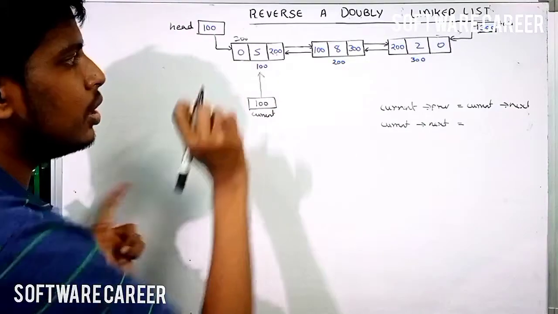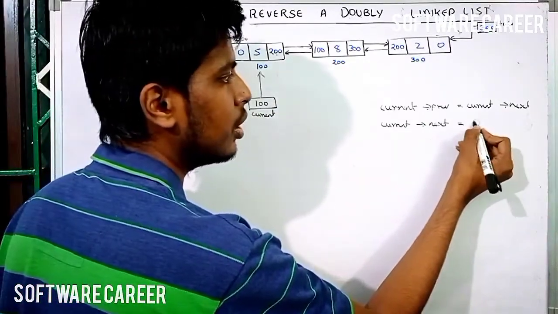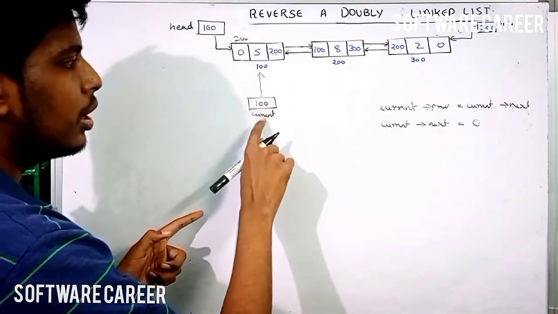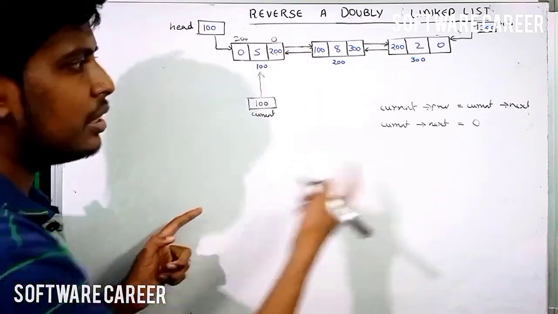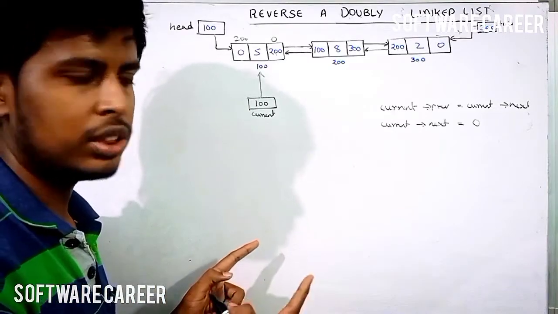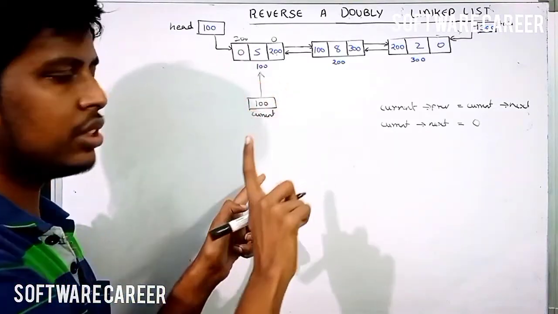But see, this is 0, right? So if I write 0 here, see here. Current next equals to 0. Current is 100, next is 0. Now I am updating it to 0. But see, this is wrong step. Why am I saying wrong step? See here. Now I have reversed this first node.